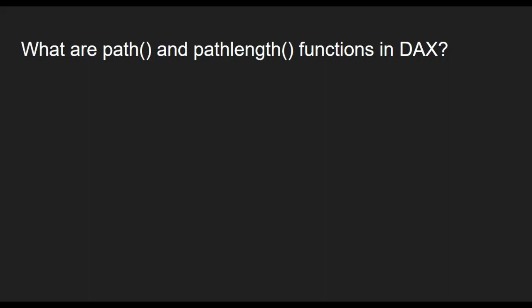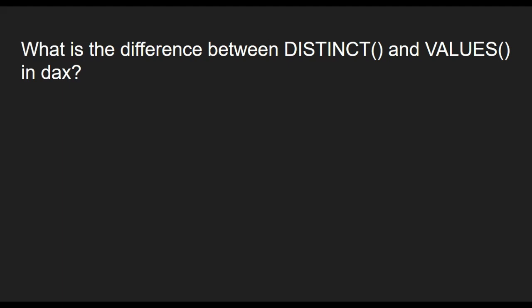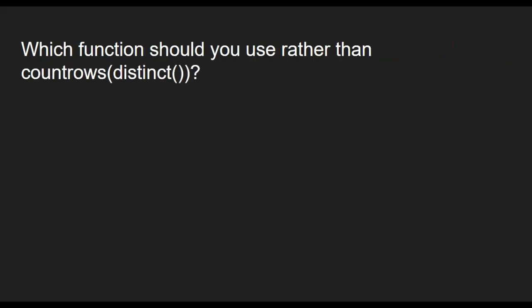Next question. What is the difference between distinct and values in DAX? Both count the distinct values, but values also count a possible implicit virtual empty row because of non-matching values in a child table. This is usually in a dimensional table. So next question, which function should you use rather than count rows distinct? We can simply use distinct count function.